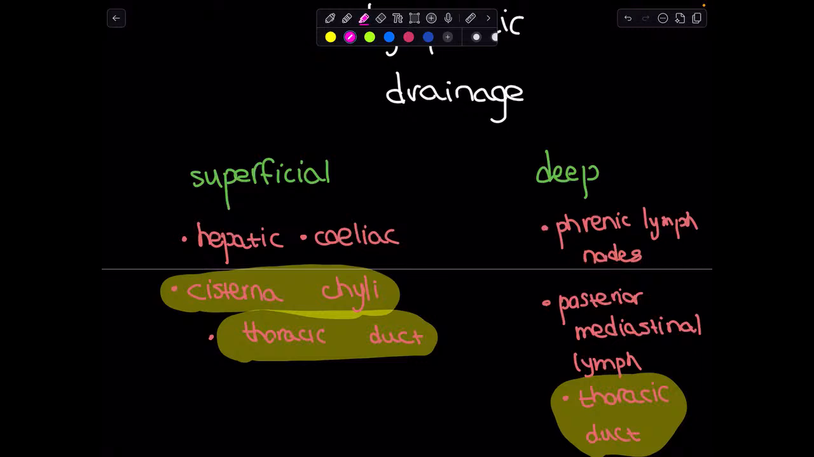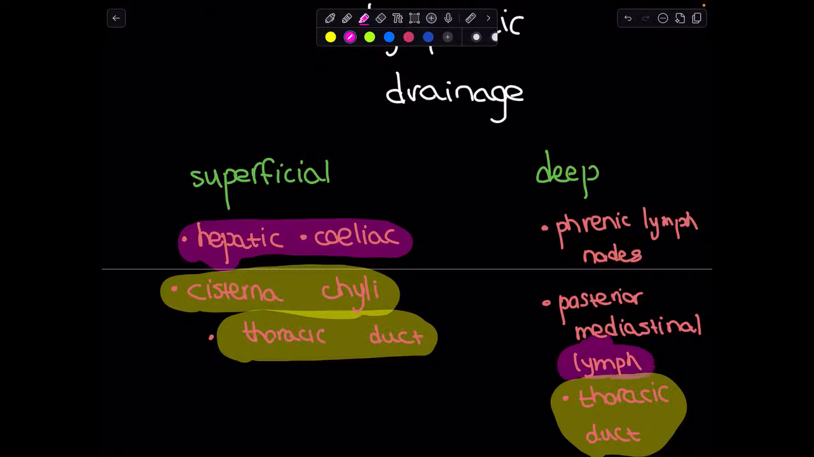And what about the hepatic and celiac? Why are they superficial? The hepatic and celiac lymph nodes are located near the liver and major abdominal arteries. They're not exactly superficial either. They're positioned deeper in the abdominal cavity. They help filter lymph from the liver and surrounding organs.